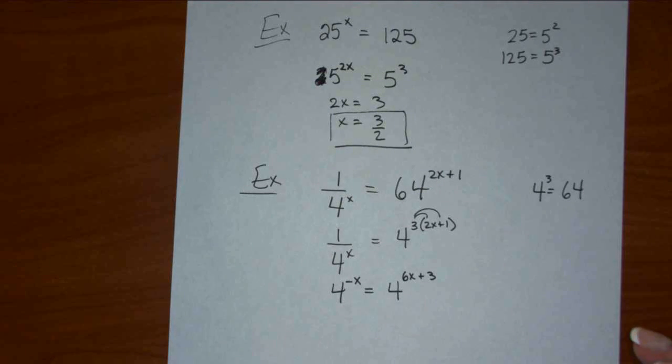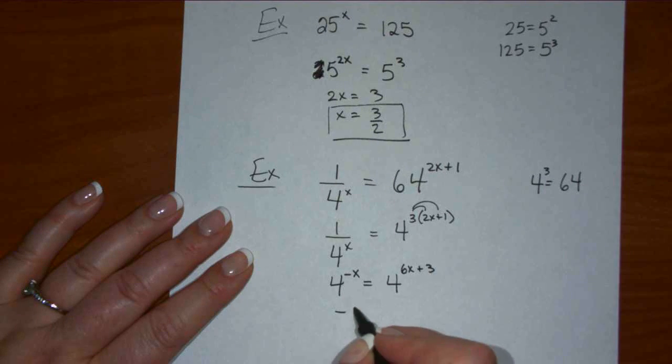Okay, so it could have a fraction in it. Move the base up to the top. So now we can compare the exponents. Negative x equals 6x plus 3.